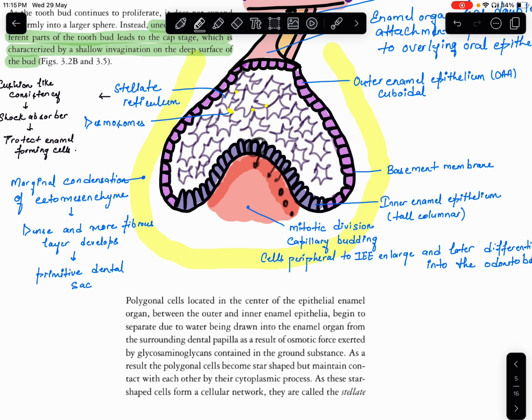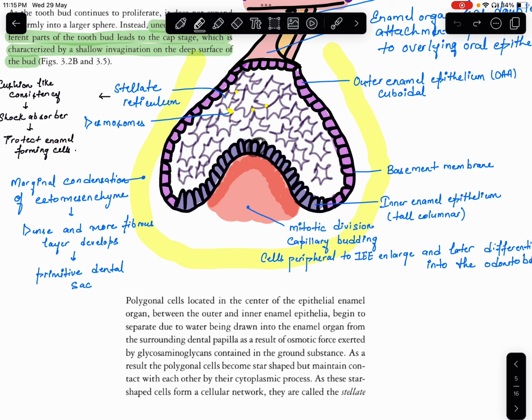So before this happens, the cells in this area, the primitive odontoblasts, start enlarging. Not differentiating, but they start enlarging, and there is capillary budding so that they can get nutrition. Now, this is about the dental papilla.